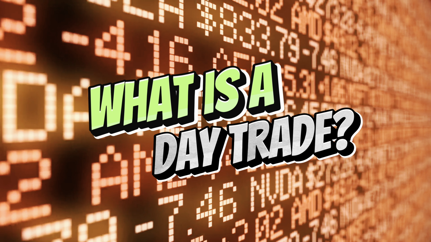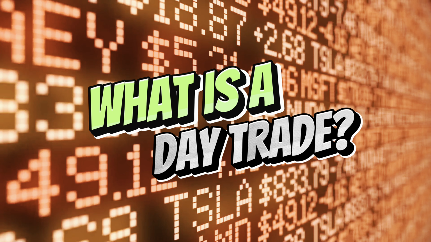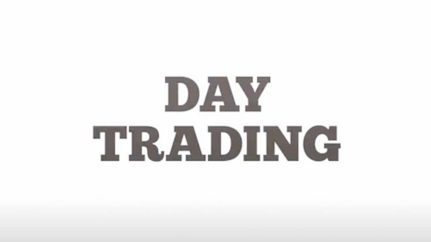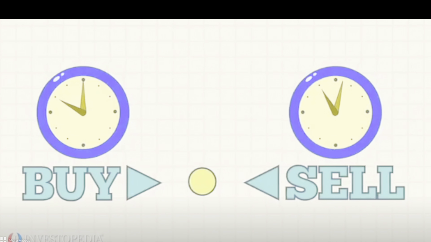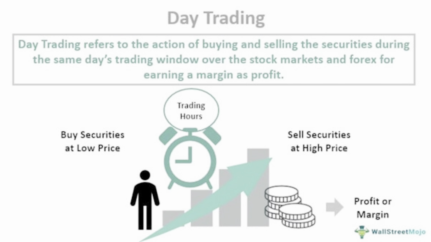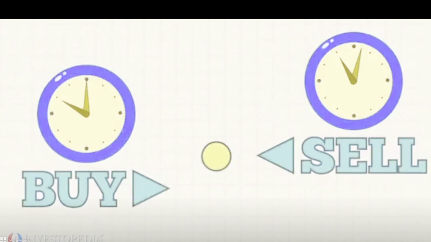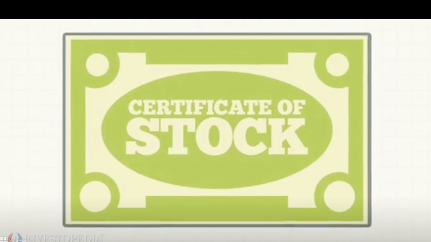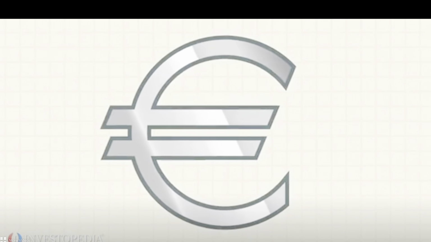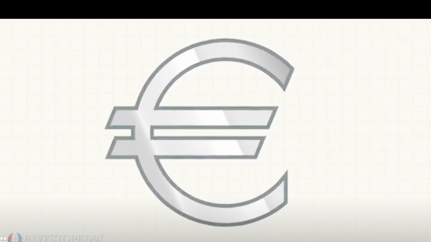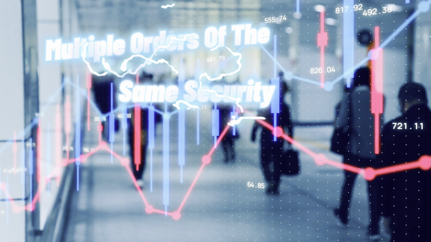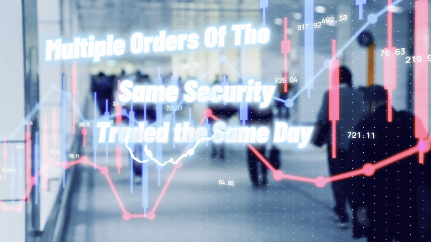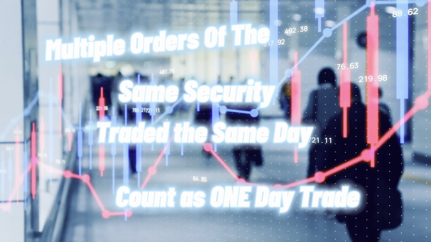So what exactly is day trading? Very simply put, day trading is a short-term investment trade of the same security within the same calendar day. This includes pre- and post-market trades. Investments such as stocks, ETFs, bonds, and even crypto can be day traded. If you decide to execute multiple orders of the same security and trade them within the same day, that also will only count as one stock trade.